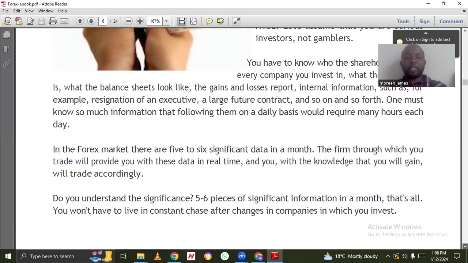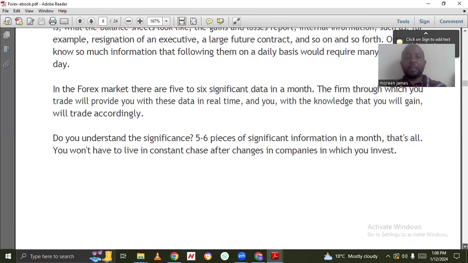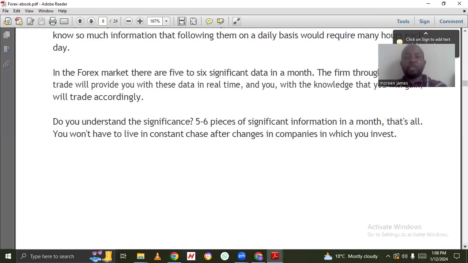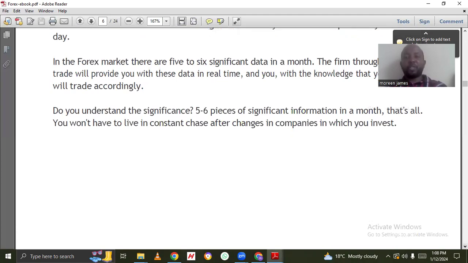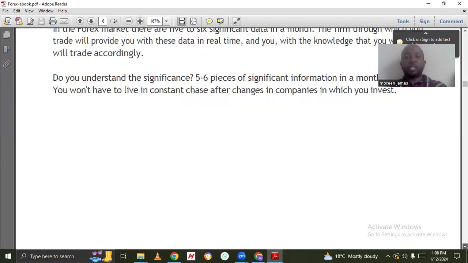In the forex market, there are 5 to 6 significant data points in a month. The firm through which you trade will provide you with this data in real time, and you, with the knowledge of that, will trade accordingly. Do you understand that this signifies 5 to 6 pieces of information? So you have very minimal data. That's what I'm trying to explain.